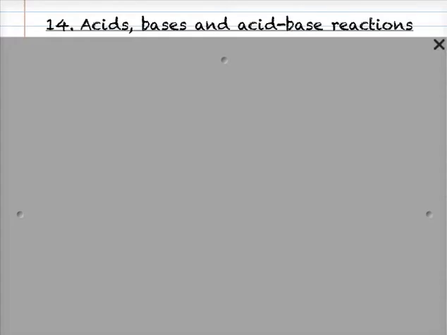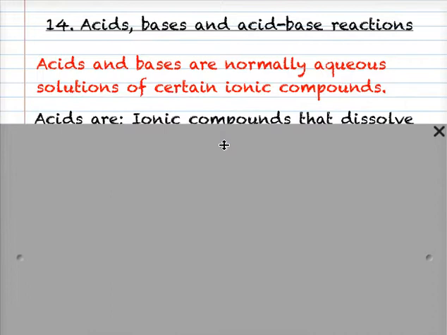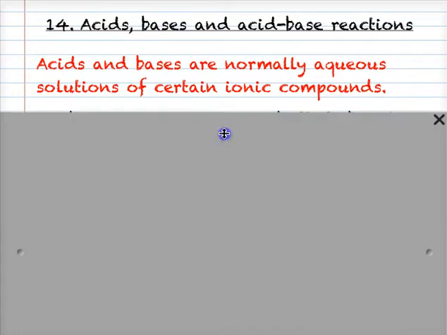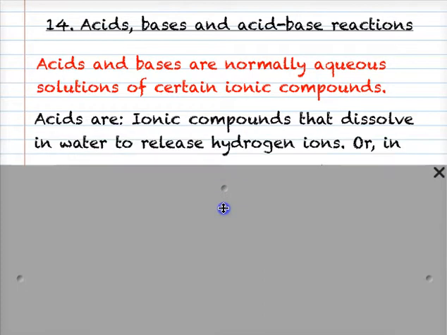In this 14th podcast, we're going to be looking at acids, bases, and acid-base reactions, what happens when acids and bases are mixed. Now, acids and bases are basically aqueous solutions of certain ionic compounds. What that means is we take certain ionic compounds, we dissolve them in water, that's where the word aqueous comes in, and we make a solution. The ionic compound dissolves and we're left with an acid or a base. Certain ionic compounds. Let's take a look at acids first.